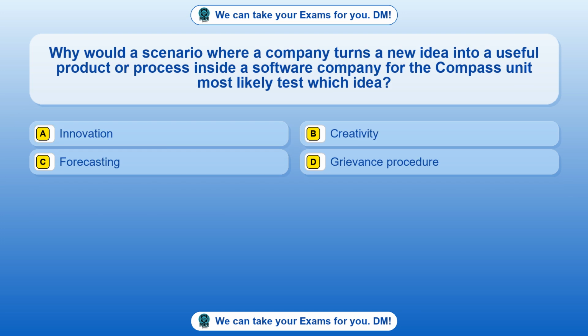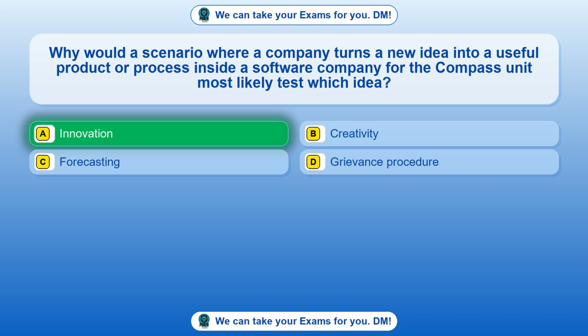Question 2. Why would a scenario where a company turns a new idea into a useful product or process inside a software company for the compass unit most likely test which idea? Option A, innovation. Option B, creativity. Option C, forecasting. Option D, grievance procedure. The correct answer is option A, innovation.